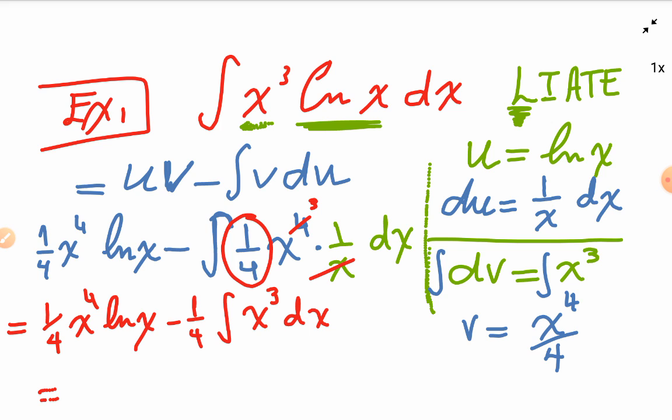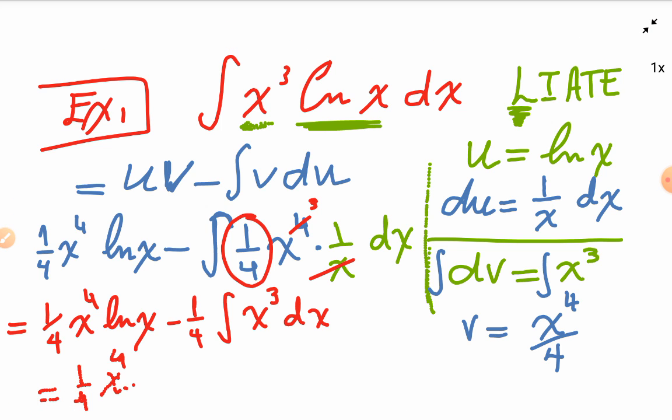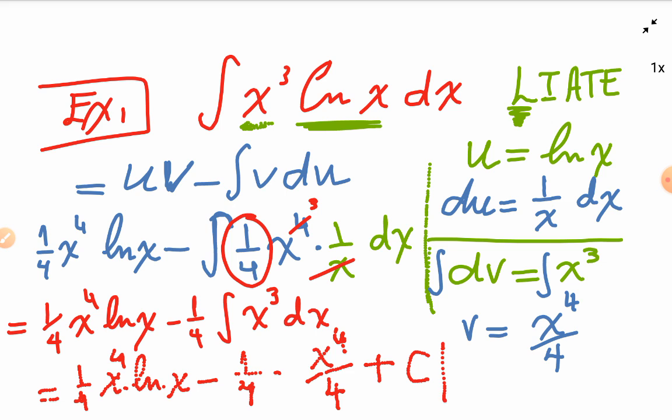Your answer is 1 over 4 x to the power of 4 ln x minus 1 over 4, which is a constant, and then the integral again of x to the power of 3 is x to the power of 4. We add 1 to the exponent and then divide by the new exponent, which is 4, and don't forget the constant of integration.